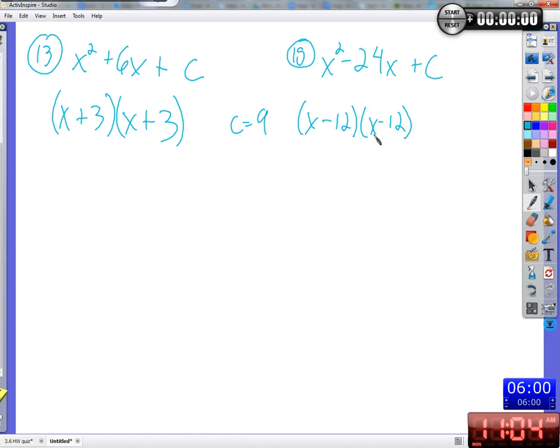Two identical factors, and multiplied together you get negative 24x, and these are half the factors. Also, if we were to multiply these out, we get negative 12 times negative 12, and we get 144. Positive, okay? So be careful, don't put negative 144. This results in multiplying negative 12 times negative 12 and getting a positive 144.